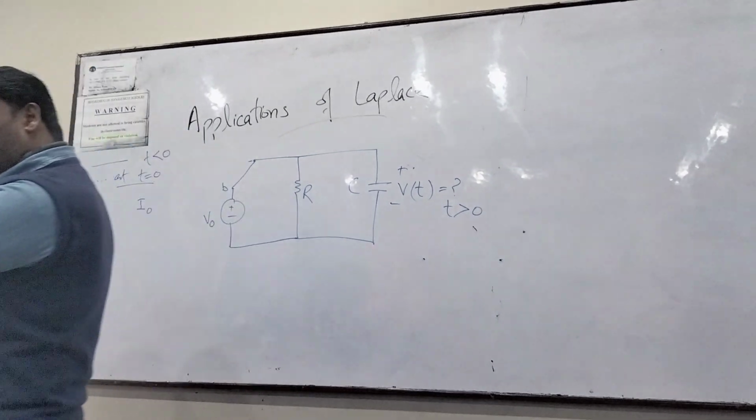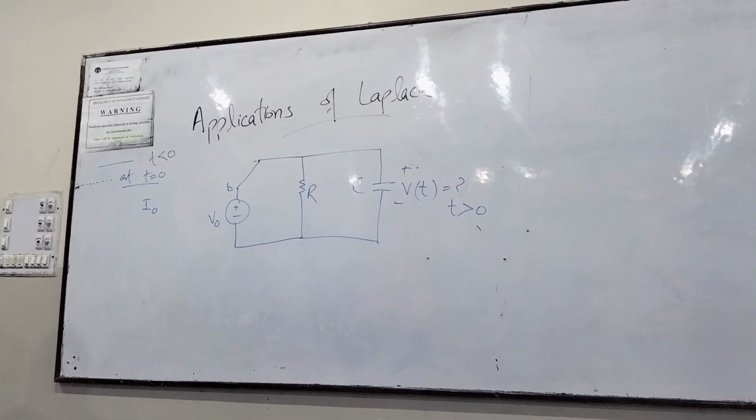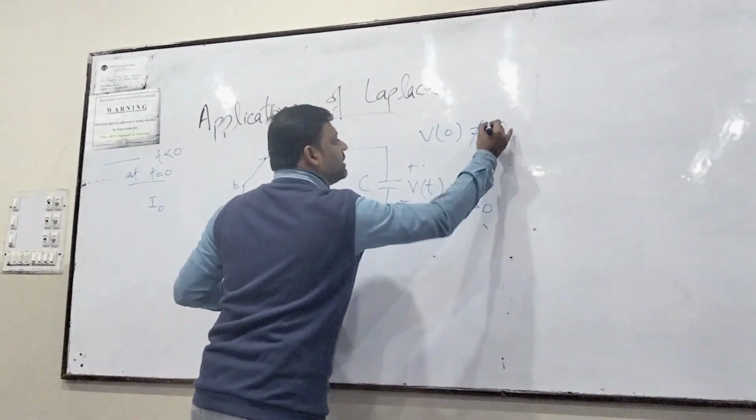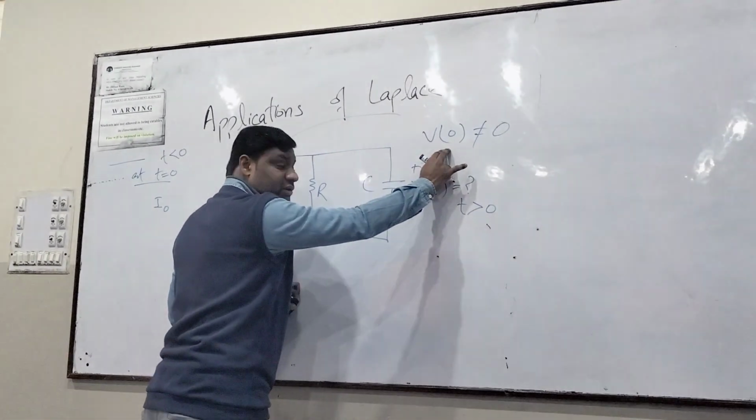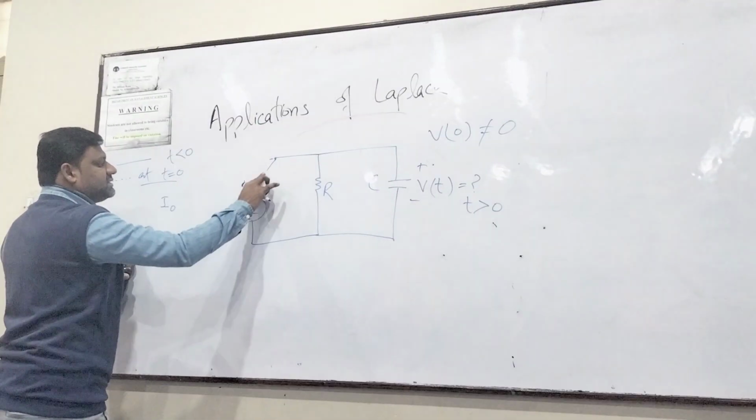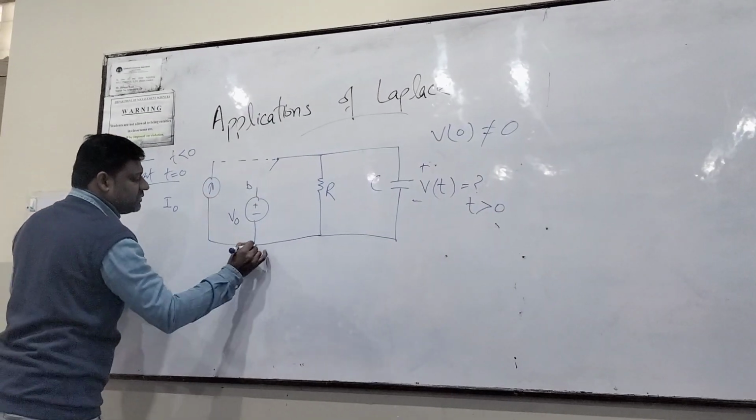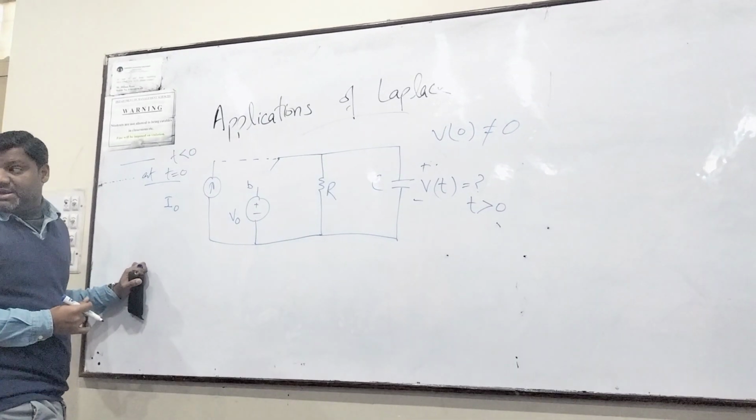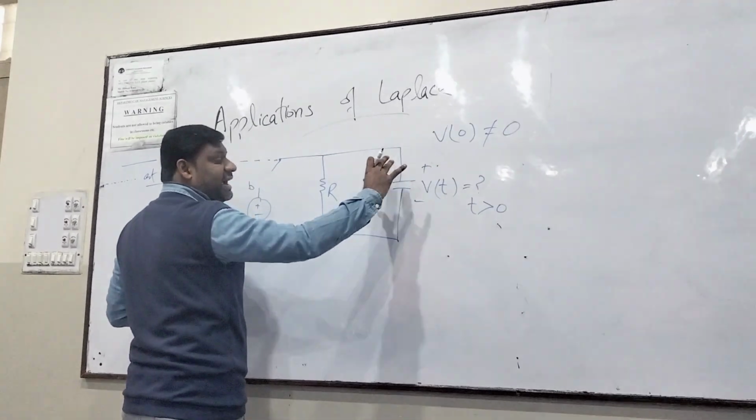With the word long time, he stated that the initial value is not equal to 0. Initial value means v at 0 is not equal to 0. At time t is equal to 0, when this switch is cut off from here and connected to this current source, when our experiment gets started, there is some voltage across this capacitor and we have to consider that.